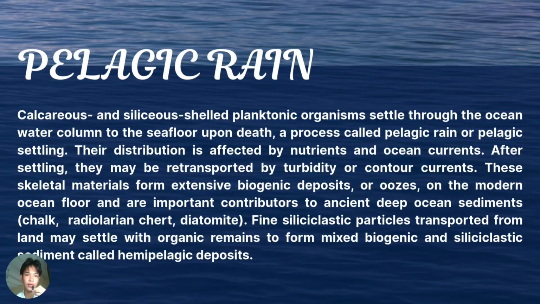And we have here the pelagic rain. Calcareous and siliceous shelled planktonic organisms settle through the ocean water column to the seafloor upon death, a process called pelagic rain or pelagic settling. Their distribution is affected by nutrients and ocean currents. After settling, they may be retransported by turbidity or contour currents.